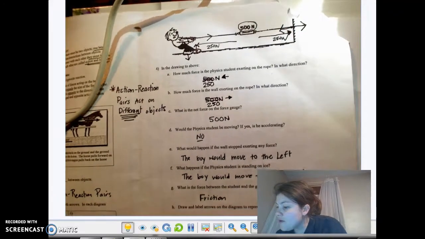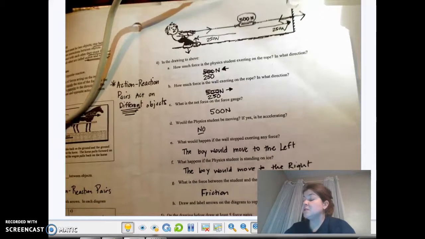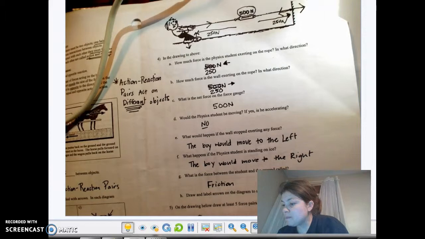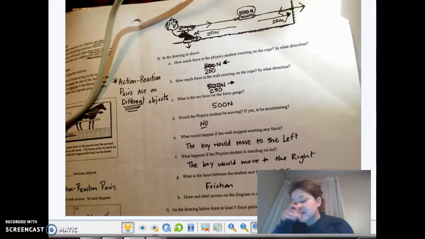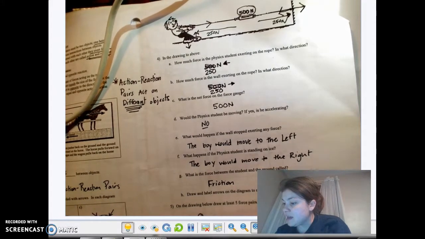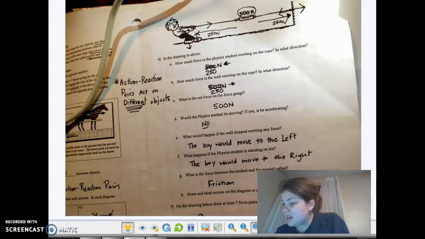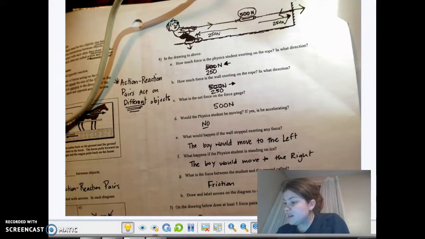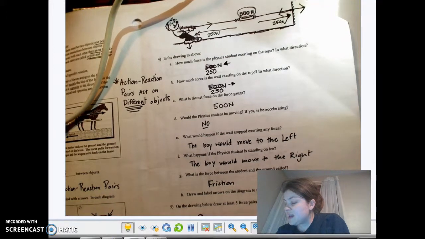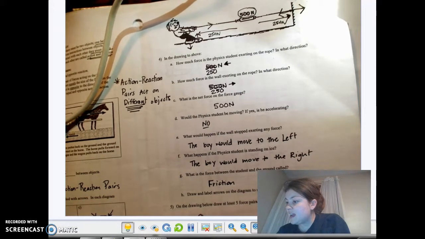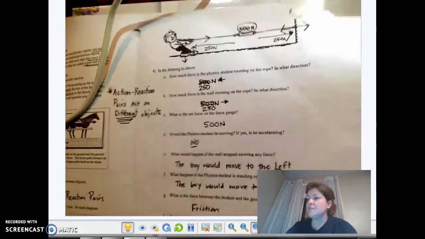In the drawing below, draw at least 5 force pairs. You could say the ground and the feet. You could say the man and the string. You could say the ape and the string. You could say the ape and this ape. You could say the tree and the string. So those would be 5.